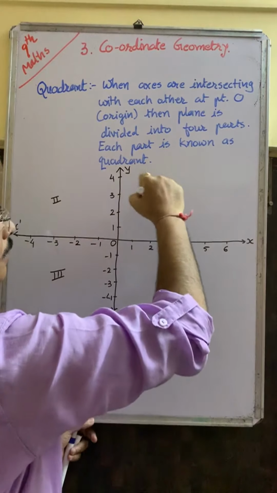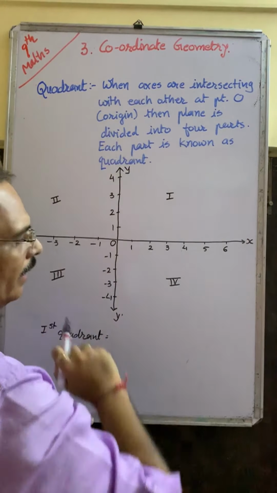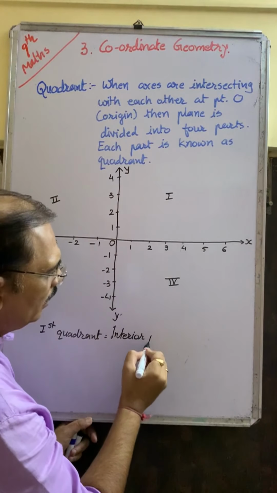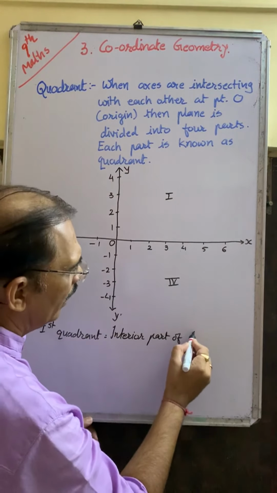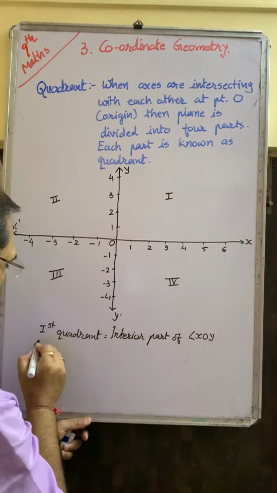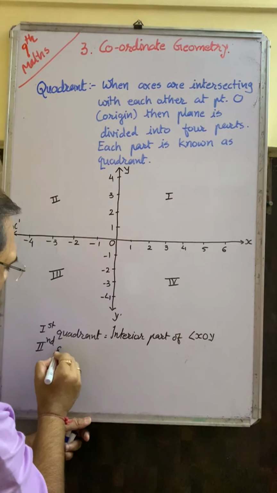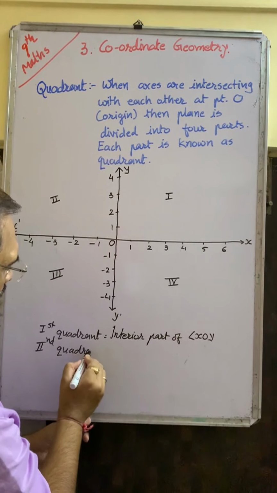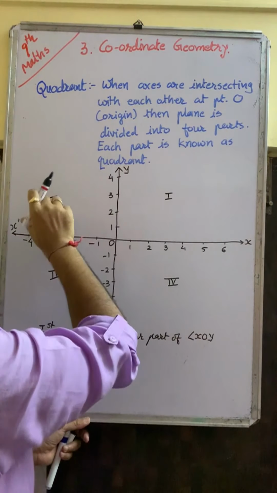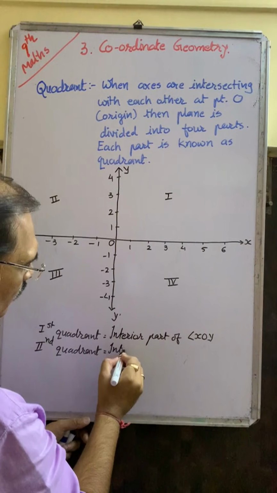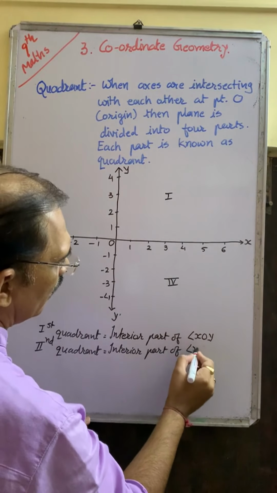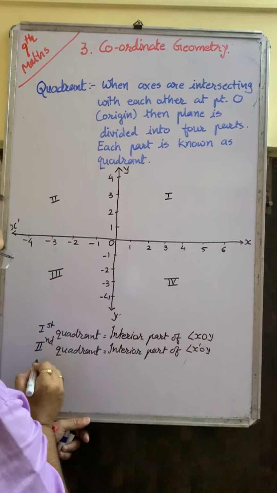The first quadrant is the interior part of angle XOY. First quadrant is called what? Interior part of angle XOY. Second quadrant, same way, is called the interior part of angle X dash OY, this portion.